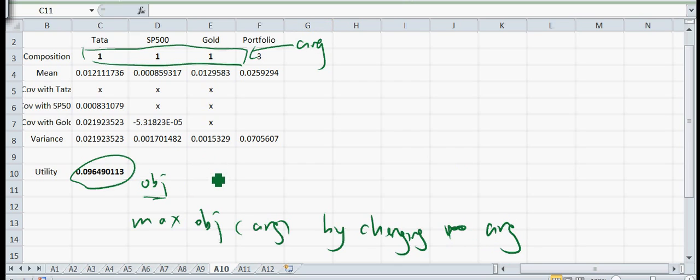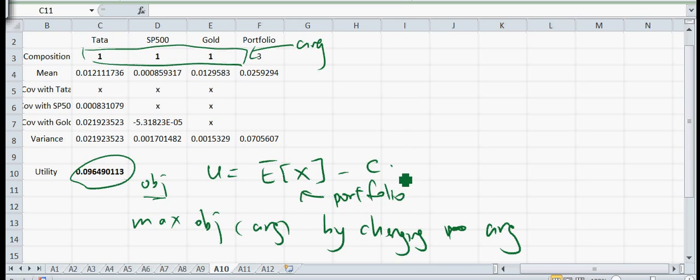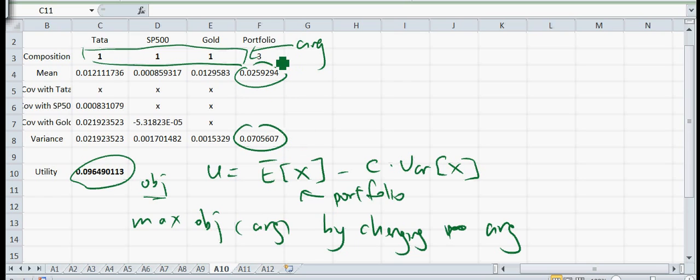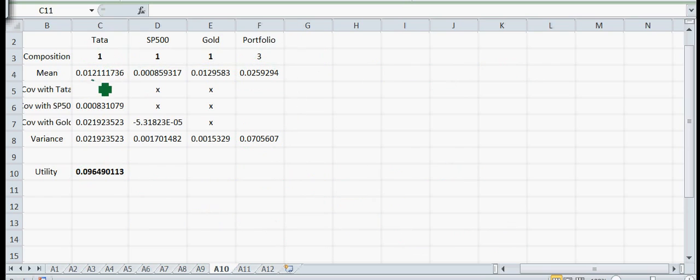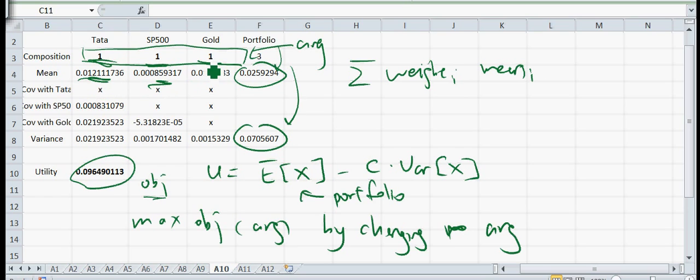And here, the utility function is the mean variance one, which is the expected value of the portfolio minus the risk aversion coefficient multiplied by the variance of the portfolio. And so the important factors here are this number and this number, which are the portfolio mean and the portfolio variance. The portfolio mean is just the sum of the weight multiplied by the mean return or the average return of each asset. So it's basically this number multiplied by this, and this multiplied by this, this multiplied by this, and sum up.